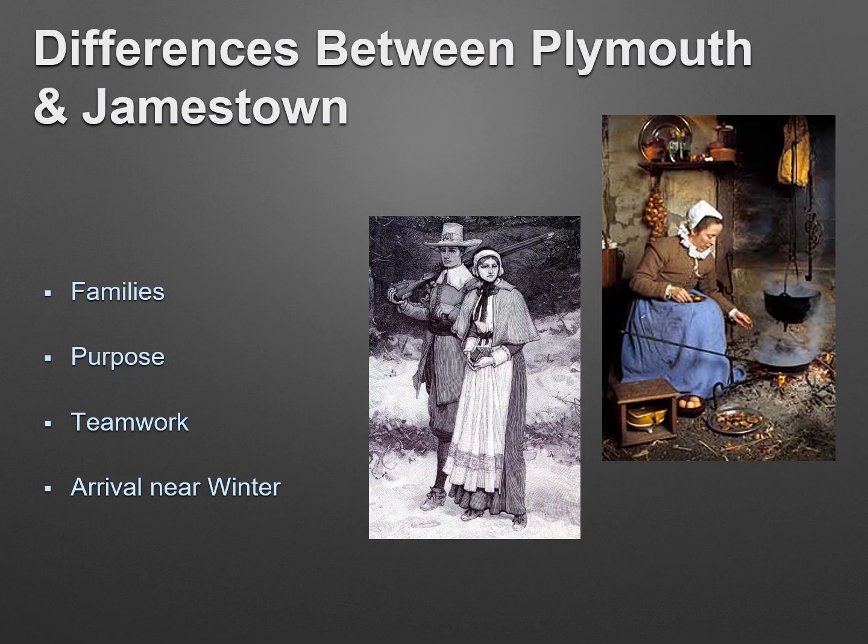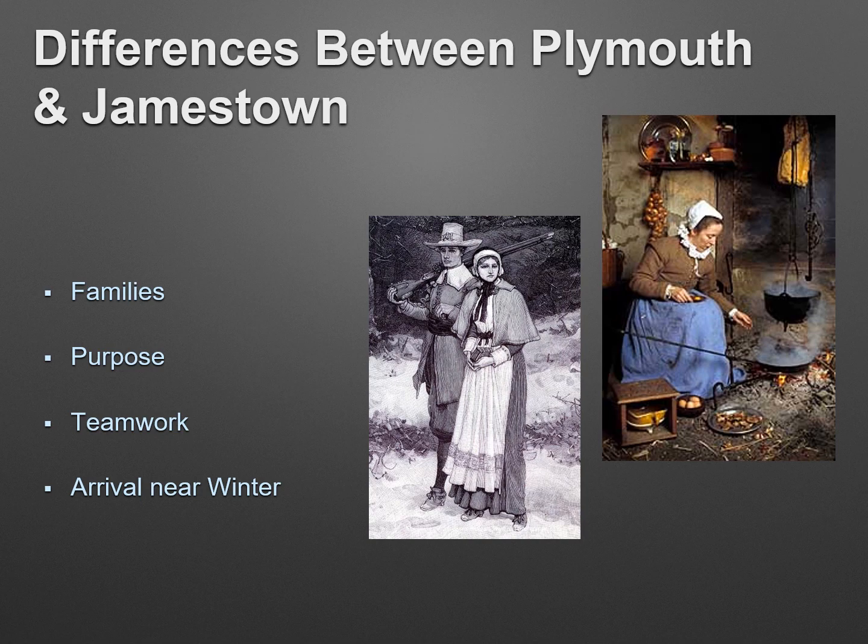Neat. Some of our big differences between Plymouth and Jamestown early on, first off, is families. For Plymouth, it was a family thing. You and your family were escaping religious persecution. Jamestown, it was much more you, the individual, seeking freedom and looking for, in some cases, money or land or a legacy, which also steps into purpose.